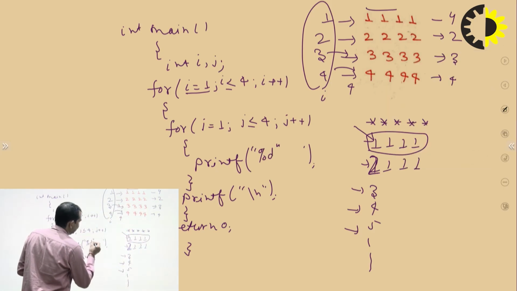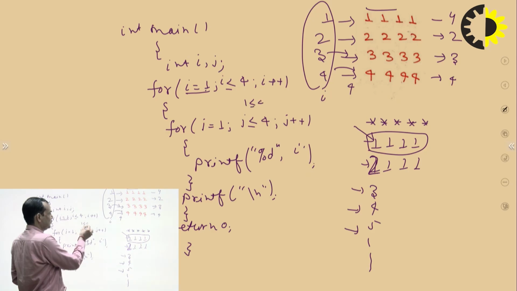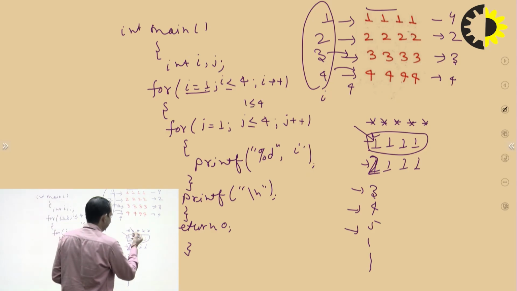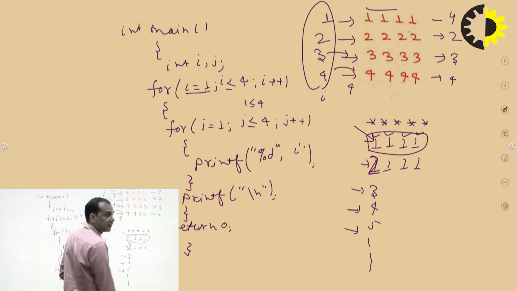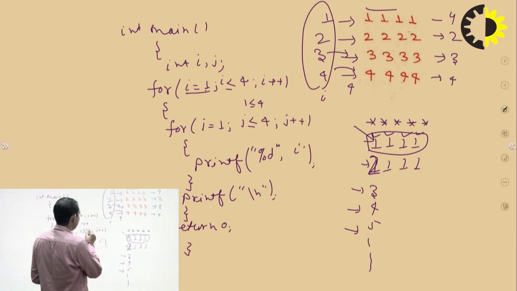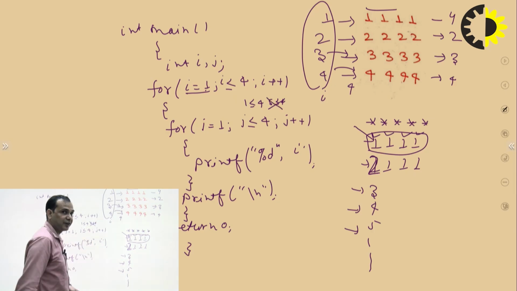Percent d, comma i. Now when i equal to 1, condition true, j equal to 1, 1 is less than or equal to 4, condition true, it will print 1. 2 is less than 4, condition true, print again, and so on. Here now it will be 5, 5 is less than or equal to 4, condition false, it will come outside. Now i equal to 2.